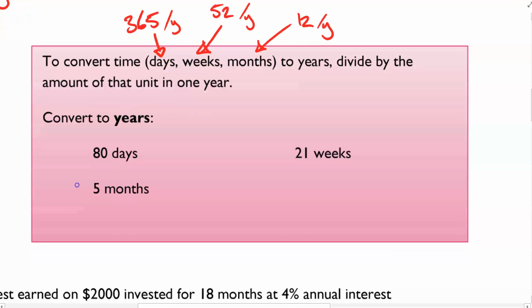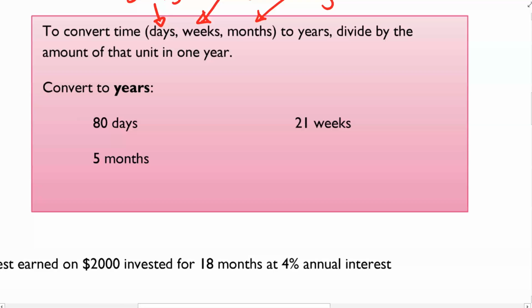So you divide by the amount of that unit in 1 year. Let's say we've got 80 days, and we want to convert this to years, because you can't plug in 80 into the formula, or else the formula is going to think you're talking about 80 years. So you take 80 days and divide it by how many days in a year? There are 365 days per year. So this becomes 80 divided by 365, which gives us 0.22. What does that mean? 0.22 years is our answer. 80 days is 0.22 years.